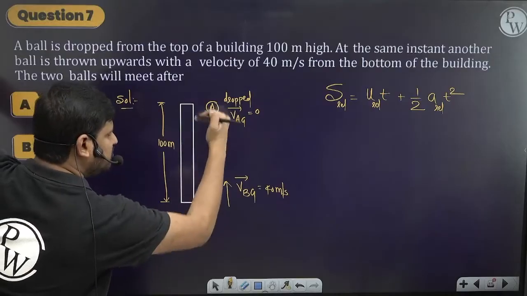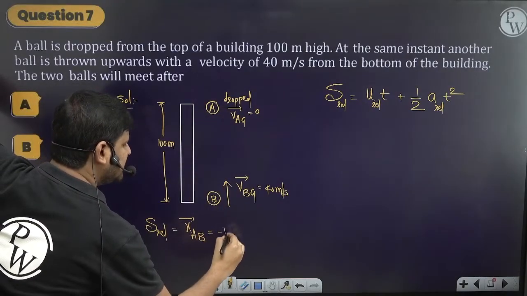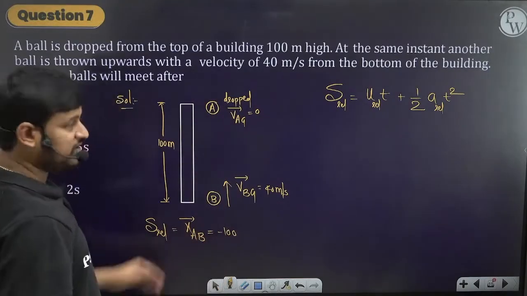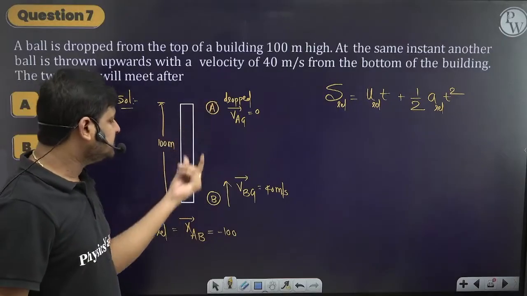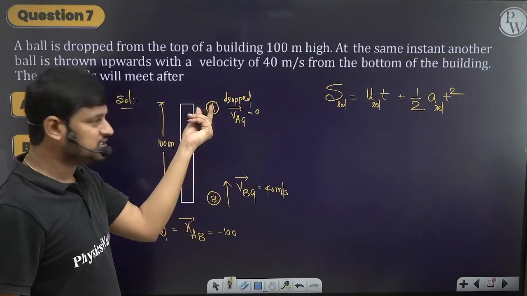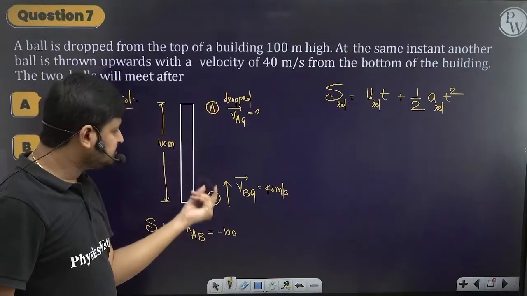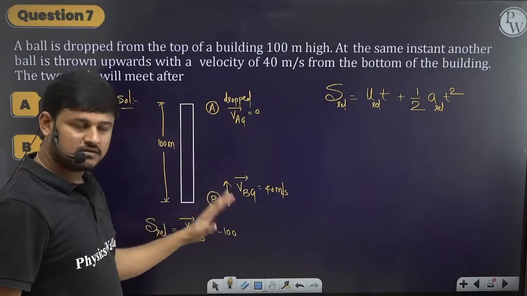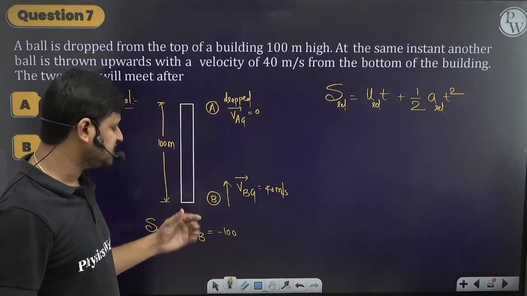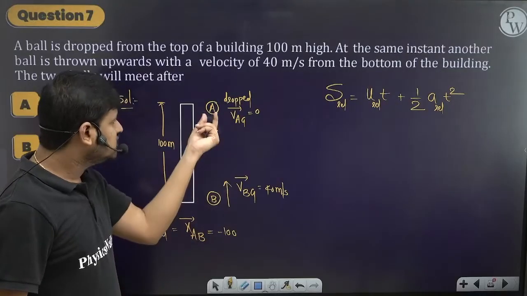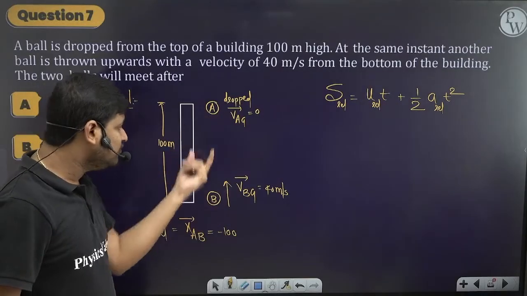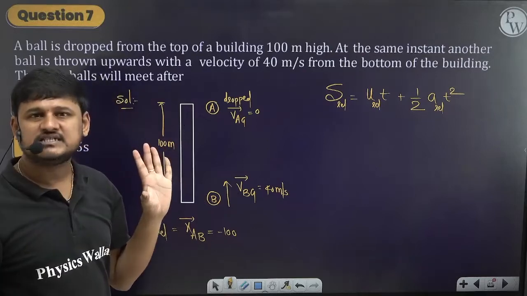A with respect to B, as A is coming down, so I am taking it as minus 100. Why? Because I am considering the relative displacement of A with respect to B. So let B be at rest. With respect to B means B is at rest, so we are moving A. A is moving downward, so that's why I am taking minus 100.